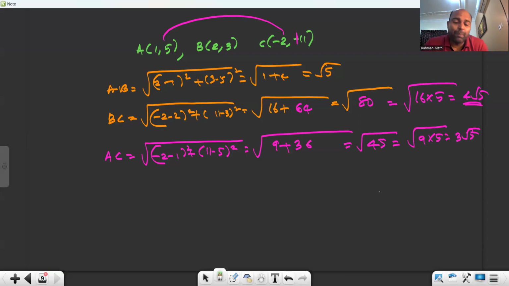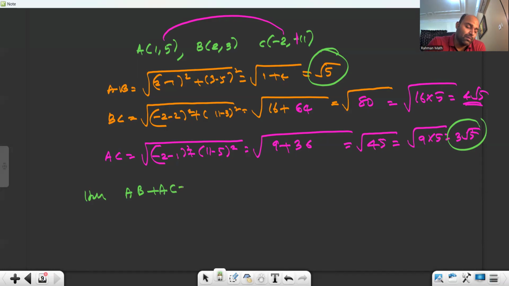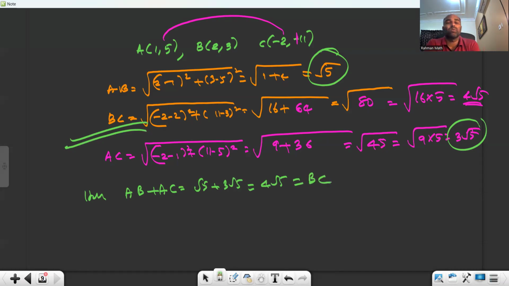Now you see how we are finding collinear. Two smallest things you identify. Here the smallest things are root 5 and 3 root 5. Two smallest things you take, that you add. AB plus AC equals root 5 plus 3 root 5. Two smallest things I took and added, and you got 4 root 5. That should be the same as the bigger one. If you are getting like that, this is collinear. Therefore, A, B and C are collinear.